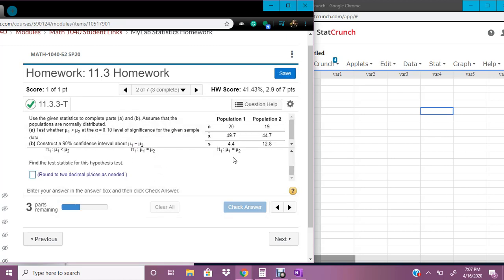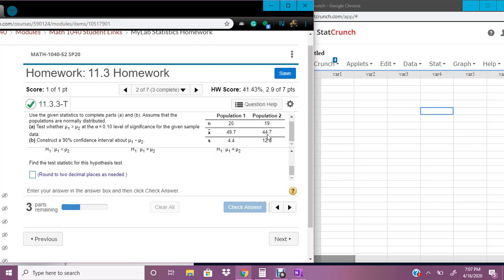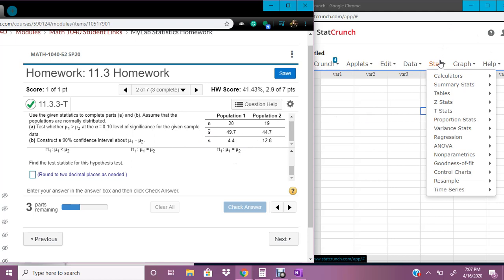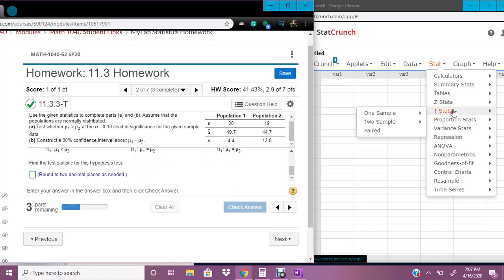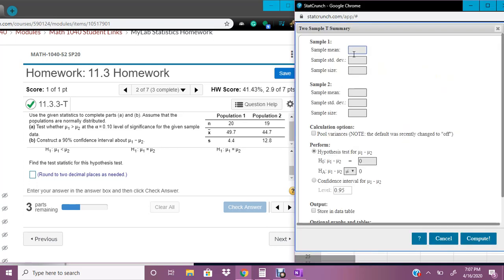Now we're going to find a test statistic. It'd be really nice if we could just go into StatCrunch, but it doesn't give us that option. So we just go into stats and we're talking about the mean, right? And so if we're talking about the mean, then we're in t-stats and we have two samples and we only have summary. So the mean is the x bar.